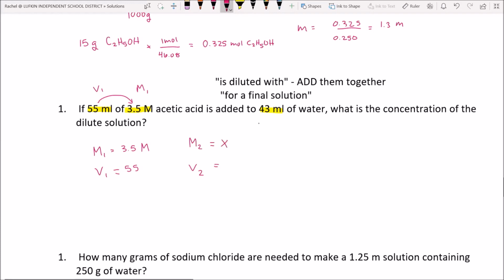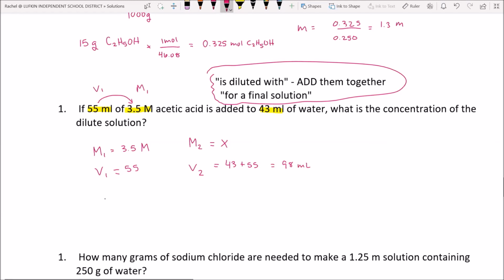X. Great job. Yeah, that was kind of a trick question. It didn't give it to us, right? And so our V2, you'd think it would be 43, right? But I kind of wrote this above for my previous class, just to talk about it. If it says it's diluted with, then you add them together, or like it's added to, because it says it's added to 43 mils. So it's not going to be 43 total. It's going to be 43 plus 55, right? But if instead it says for a final solution or the overall solution, or just the solution is blank, then you don't add it. And so you have to look at how they're wording it to answer that part, okay?